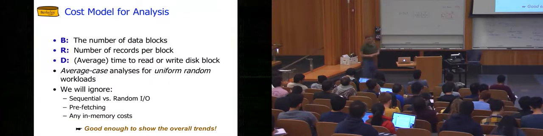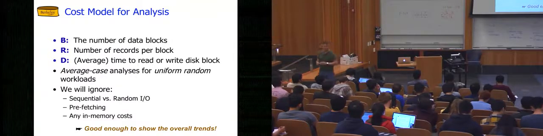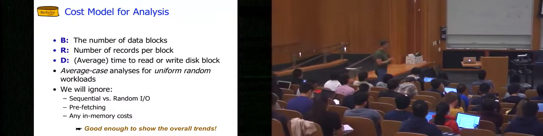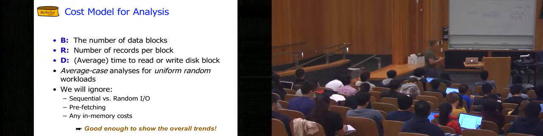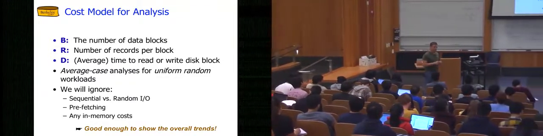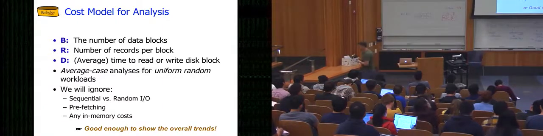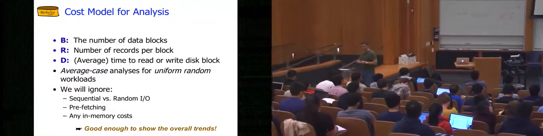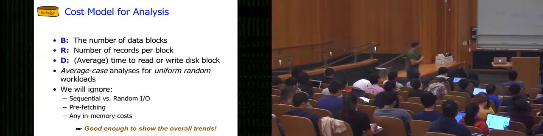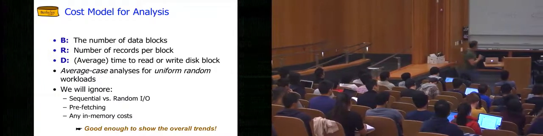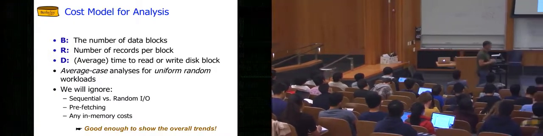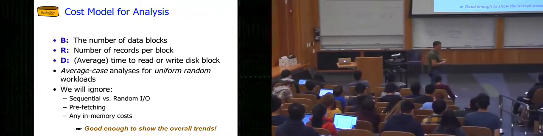All right, here's our cost model for our analysis. The assumptions have begun, because these are the only things we're going to measure. B is going to be the number of data blocks in the file, the size of the file in blocks. R will be the number of records per block, which is, I think, a different notation than they used in the book earlier. And D is going to be the average time to read or write a disk block. And we're just going to look at the average.